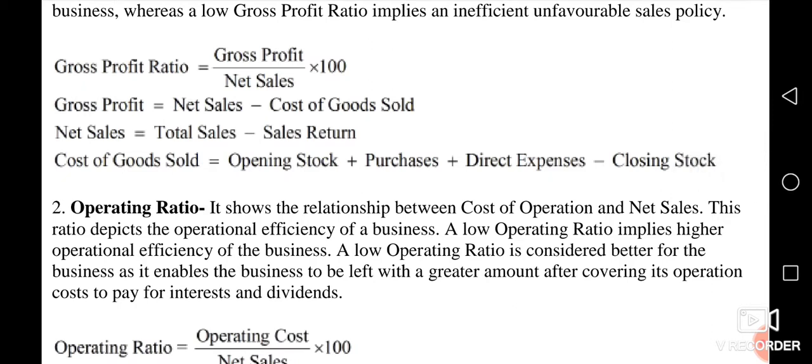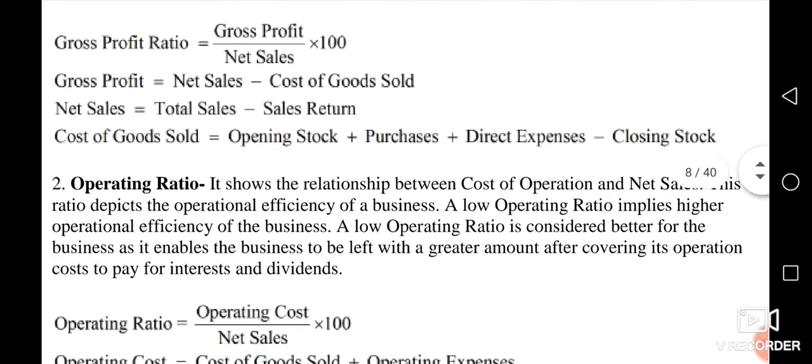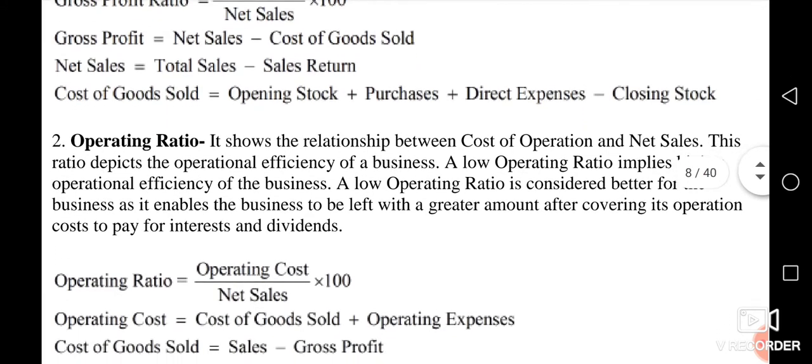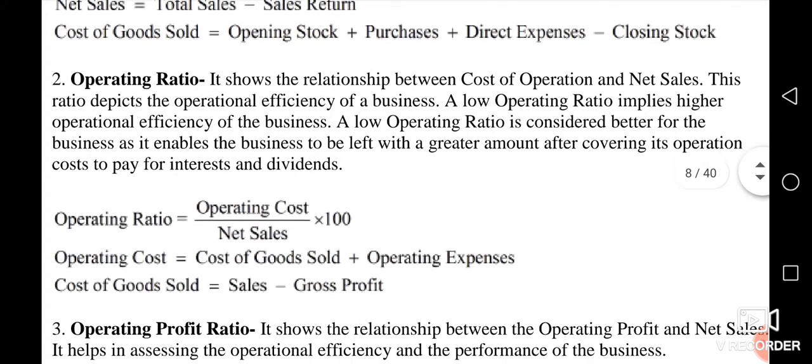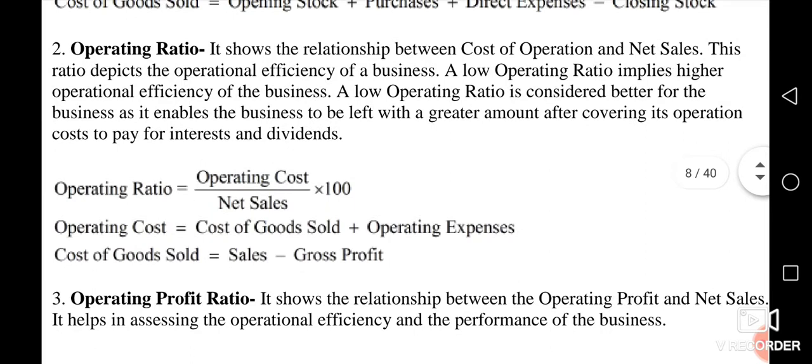Gross profit equal to net sales minus cost of goods sold. Net sales equal to total sales minus sales return. Cost of goods sold equal to opening stock plus purchases plus direct expenses minus closing stock, or sales minus GP. Net sales minus GP. Operating ratio.